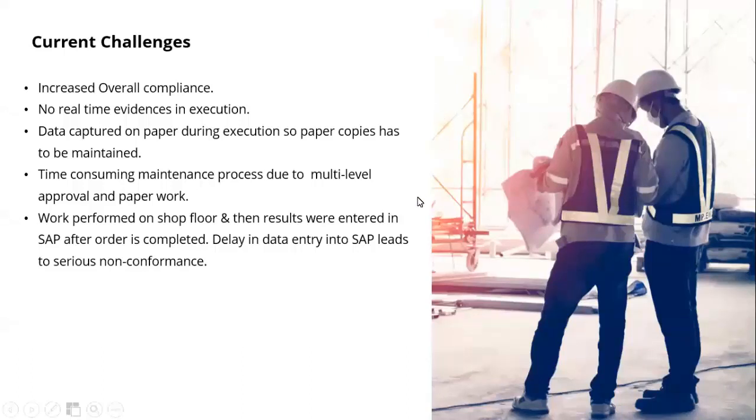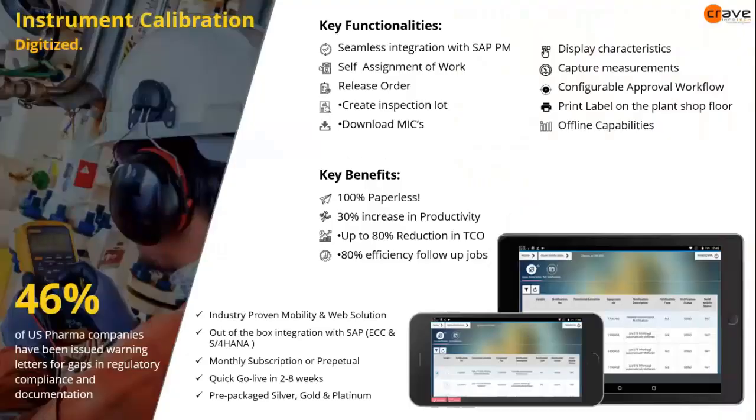Work is performed on the shop floor and then results are entered in SAP after the order is completed, which I talked about. So delay in data entry into SAP leads to serious non-compliances, wherever the industry has compliance fulfillment to be done. So how do we help there? The C calibration solution helps you address all those challenges in the marketplace.